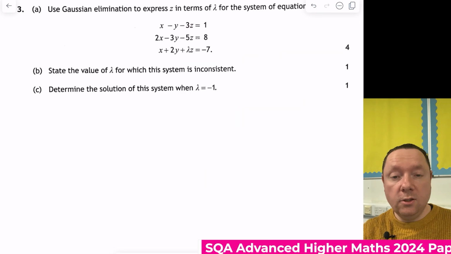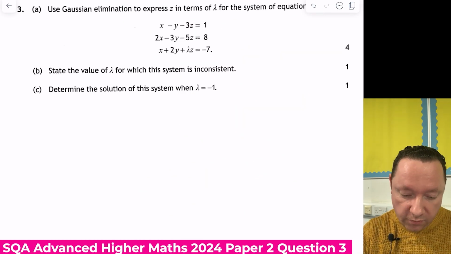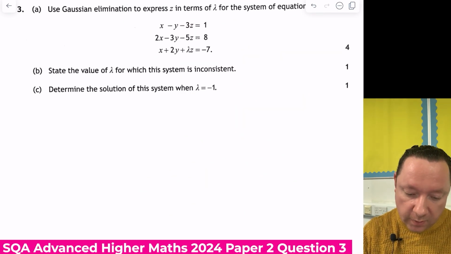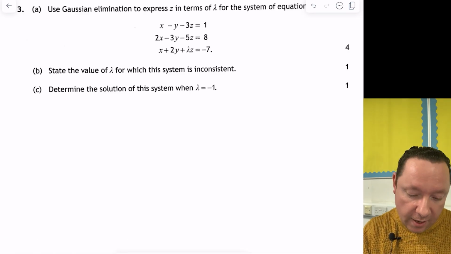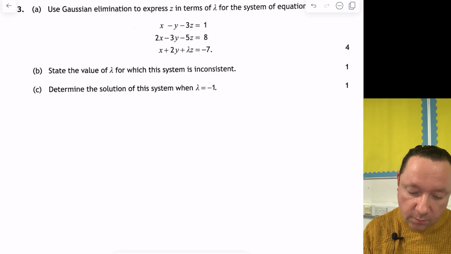And we're done there. Advanced Higher Maths 2024 Paper 2 Question 3. Use Gaussian elimination to express z in terms of lambda for the system of equations. Find lambda for when it's inconsistent, and then determine the solution of the system when lambda is negative 1.